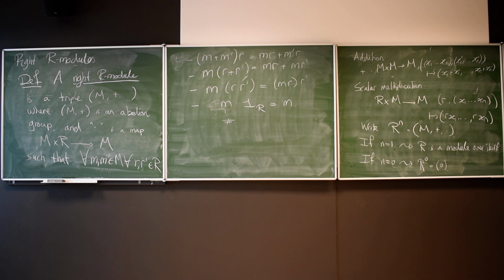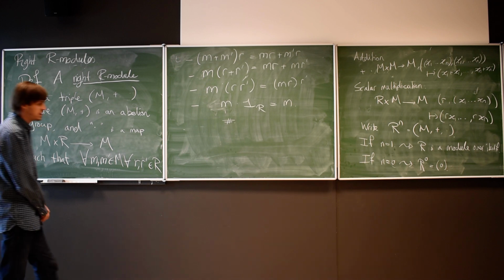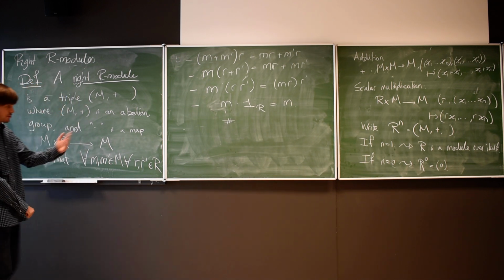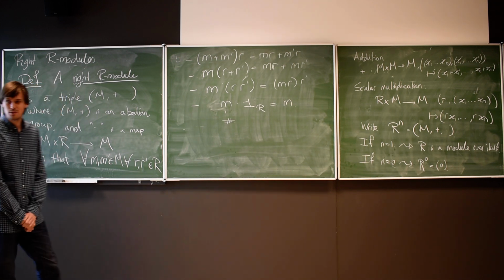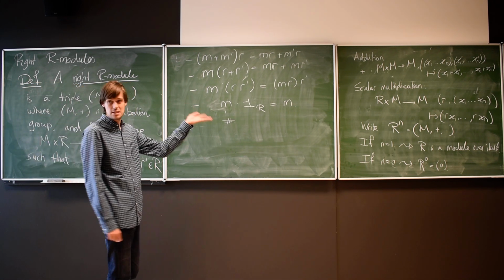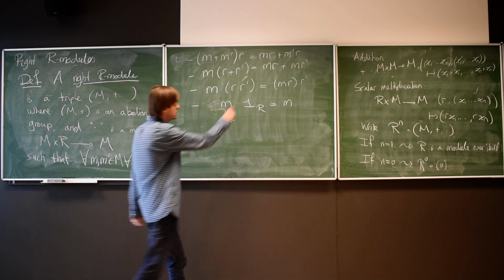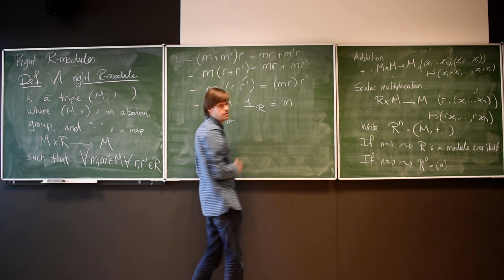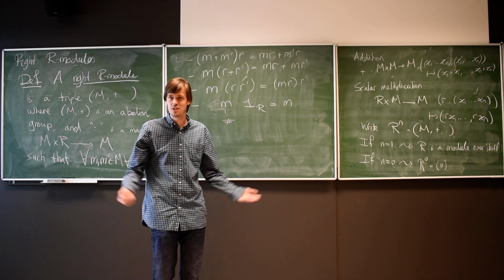So let me try to clarify. When I was learning these things, the first time I didn't really understand what is the point of these right modules, right? Because the difference seems to be only notational. Instead of writing the scalars on the left, you now write them on the right. I mean, what's the point?